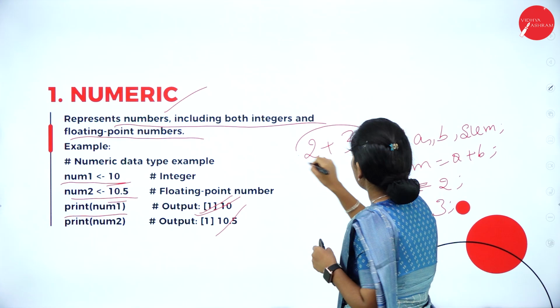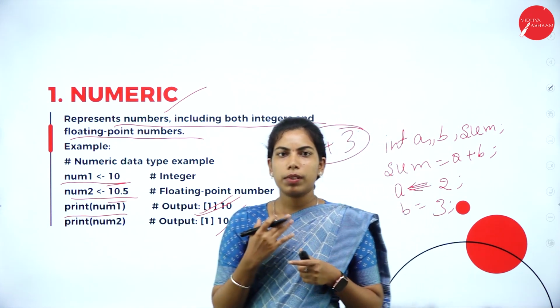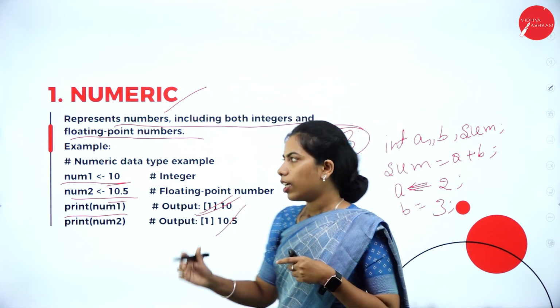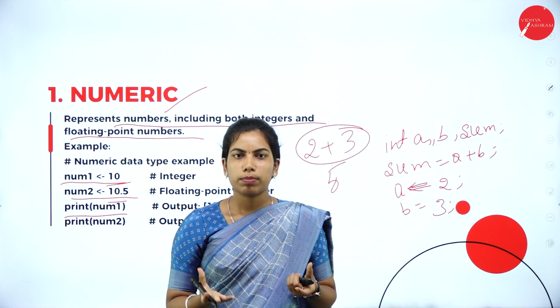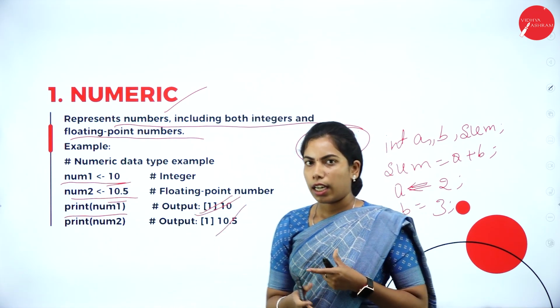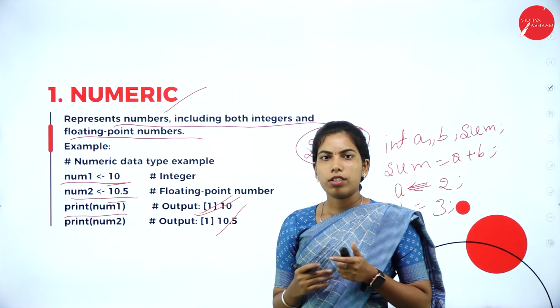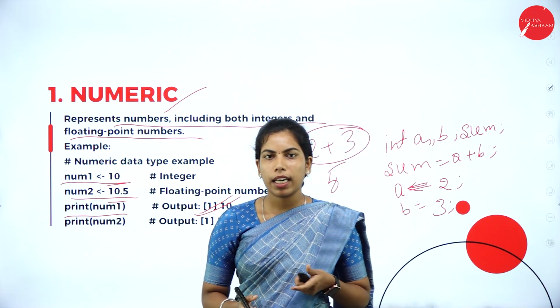When I run this 2 plus 3 without any explicitly defined data type, it will give the result as what? 5. No need to explicitly define the data types. And R is also case sensitive. What do you mean by case sensitive?